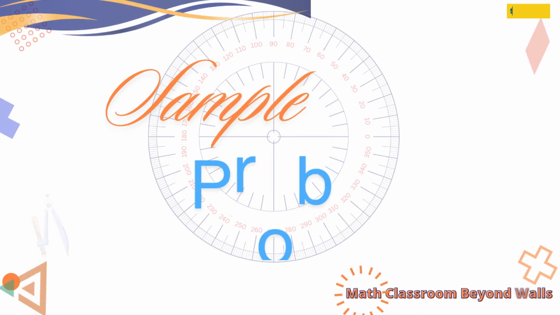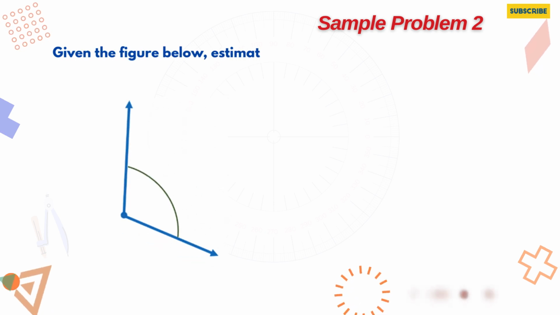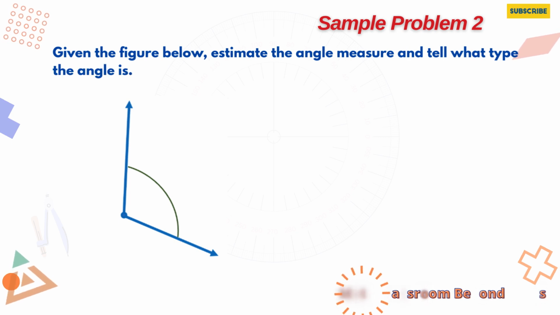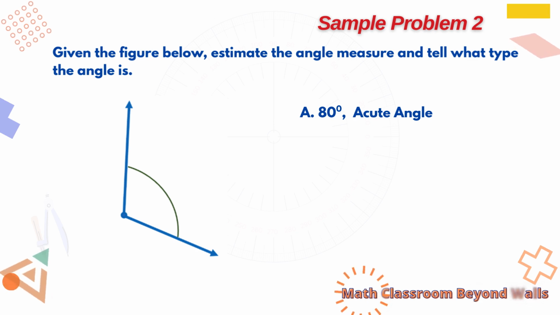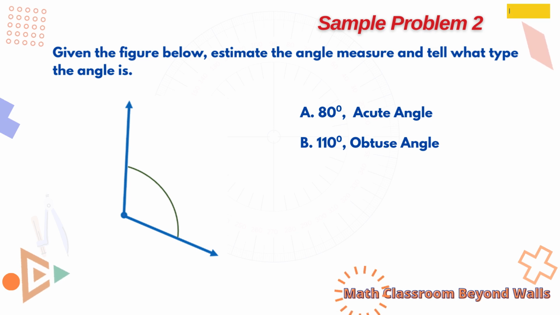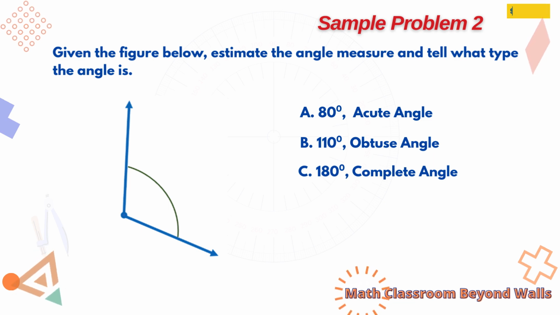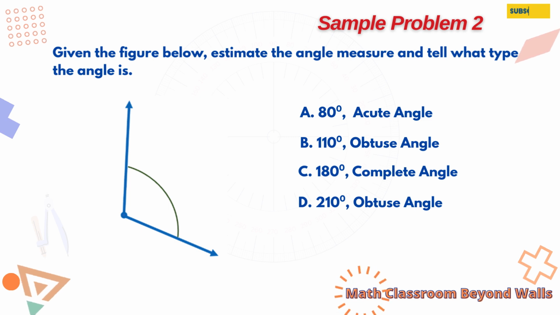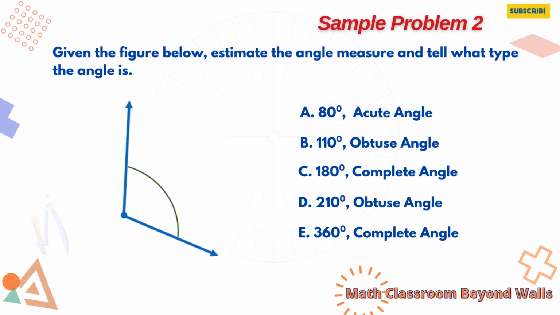Let us move on to sample problem 2. Here's the problem. Given the figure below, estimate the angle measure and tell what type the angle is. Option A, 80 degrees, acute angle. Option B, 110 degrees, obtuse angle. Option C, 180 degrees, complete angle. Option D, 210 degrees, obtuse angle. Option E, 360 degrees, complete angle.